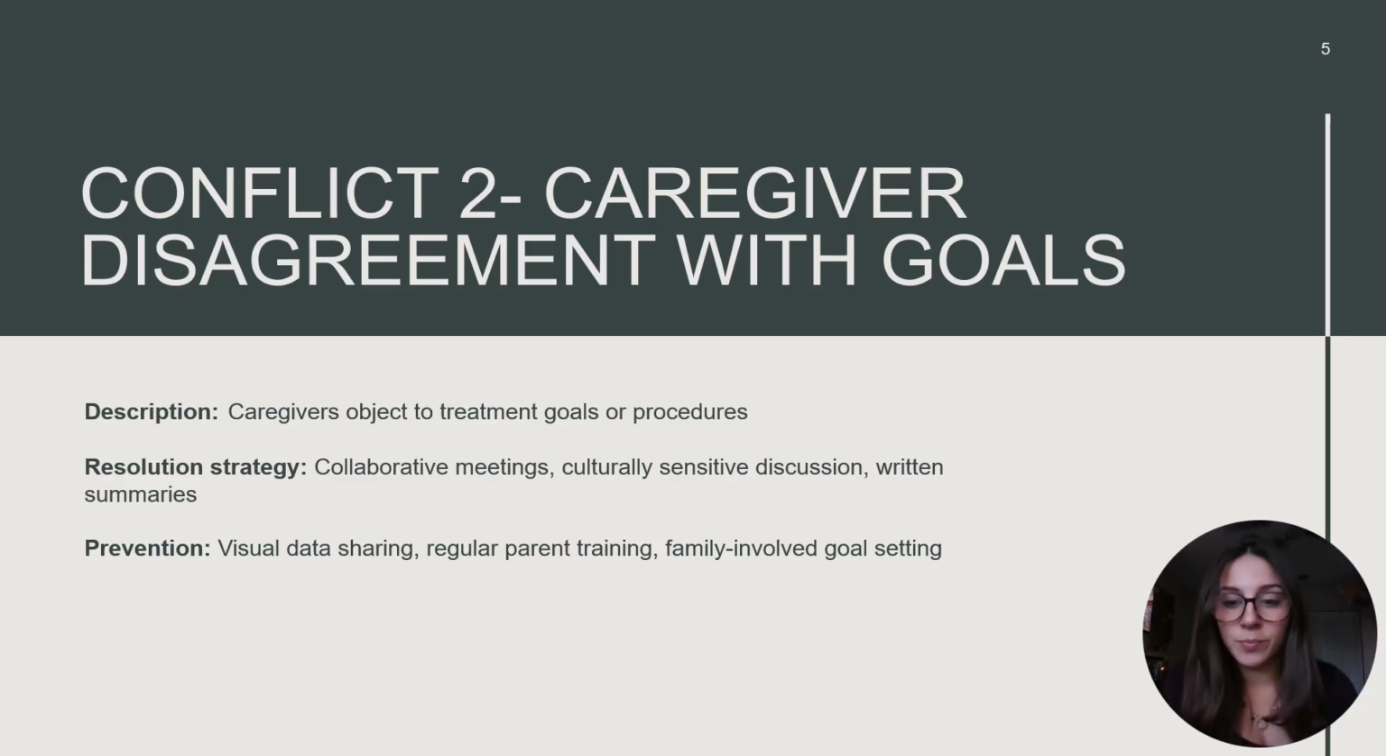Some prevention strategies could be visual data sharing, which could mean showing charts and showing different cases where this works and having parents really understand. Also, regular parent training and family-involved goal setting is very, very important.